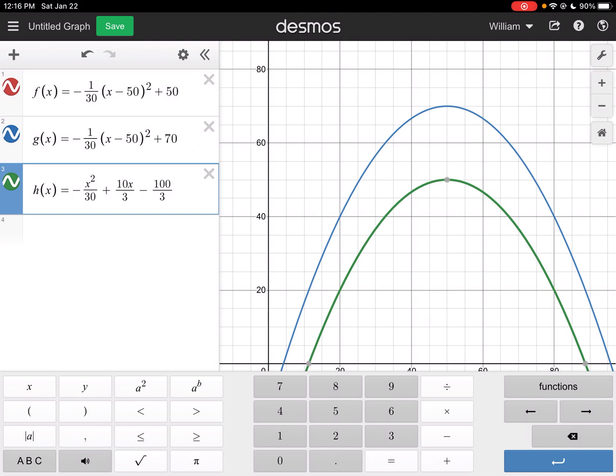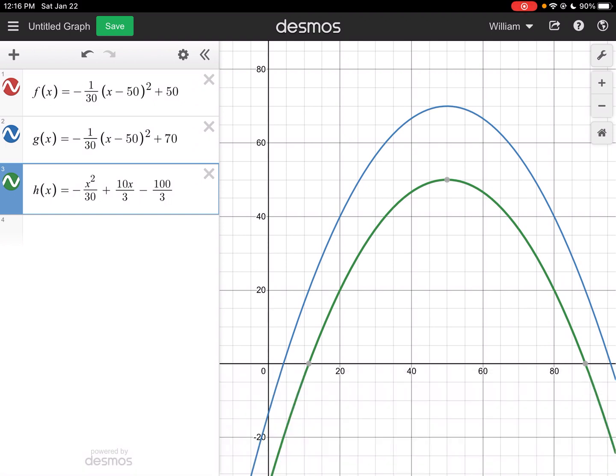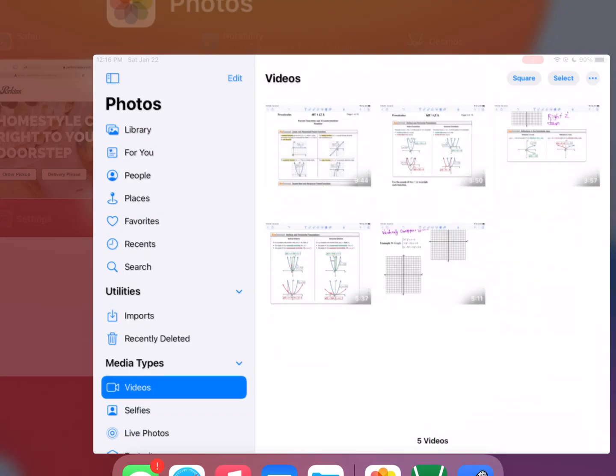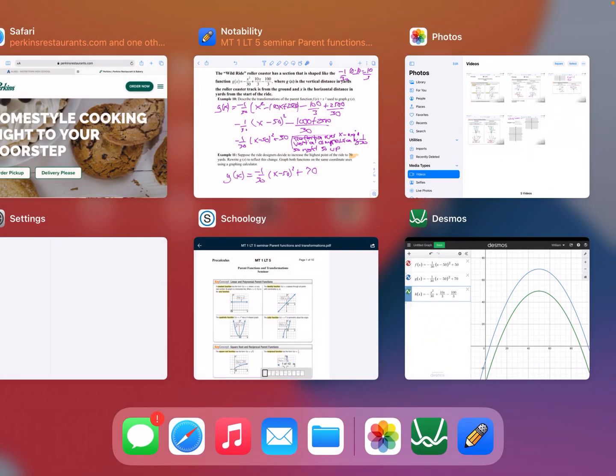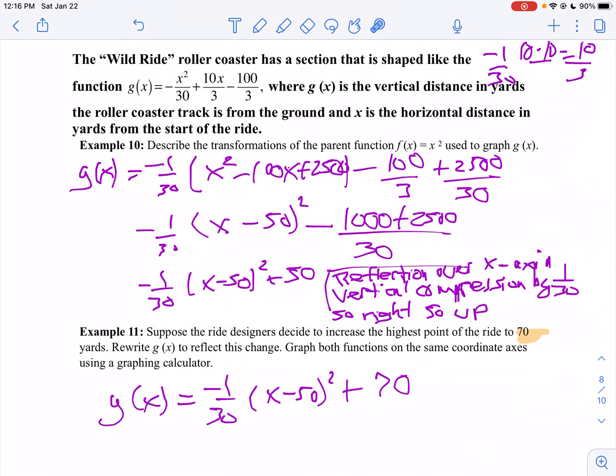And notice my green and my red are the same. If I shut off my green, you can see it goes straight over that one. So these two are the same. I don't know why, when I shut it off, it wouldn't go back. There we have it. Okay, now we have it.